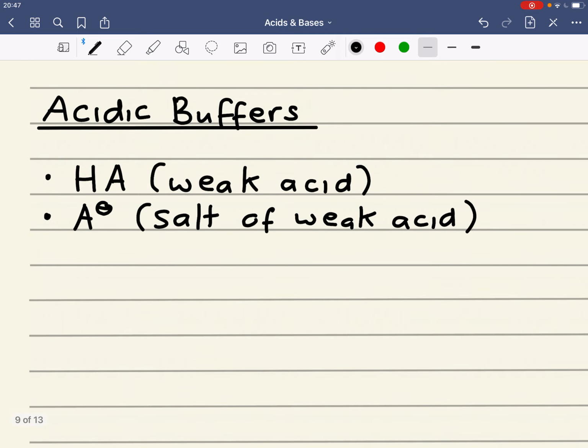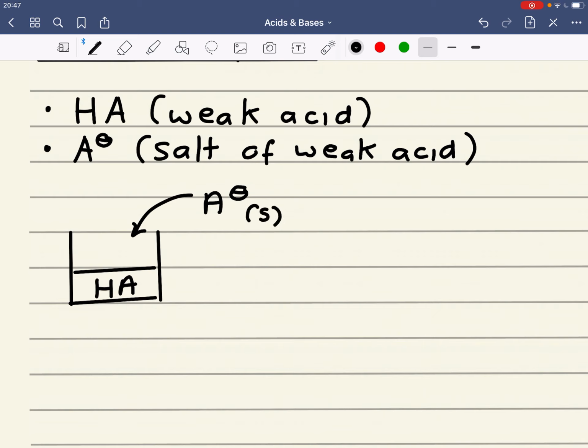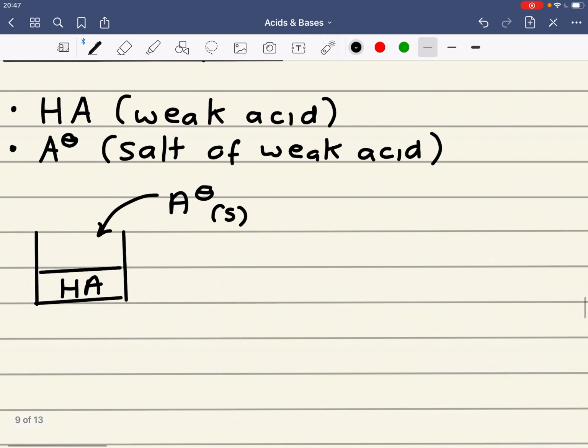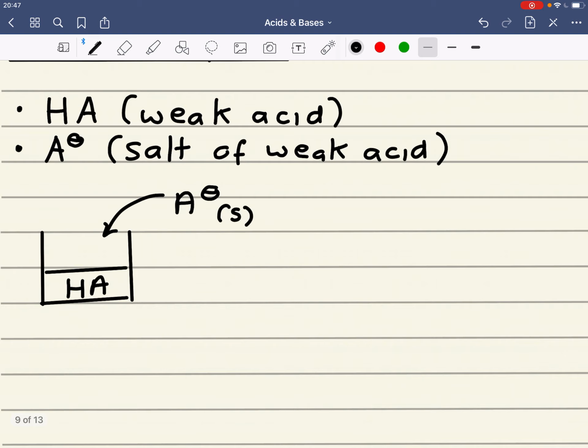You can add solid A- to the weak acid. So you can add a known mass of your salt to your weak acid, and there you get a buffer solution. Because remember, the buffer would need significant amounts of this and this. The weak acid on its own will have plenty of HA, but will have hardly any A-. So we just add in more A-, so we get significant quantities of both these species.